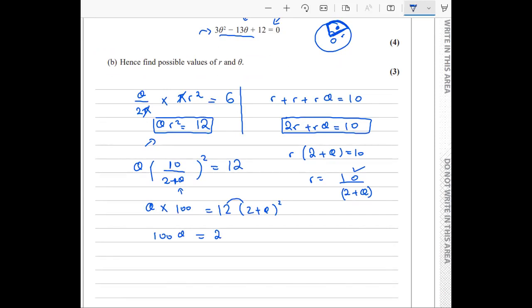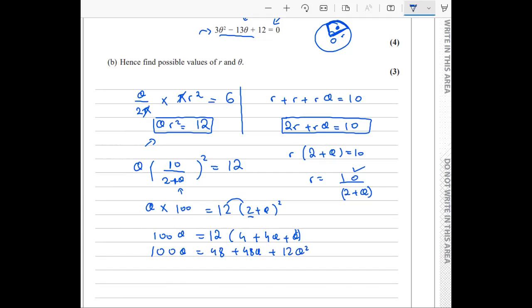Okay, I cannot do 12 into 2. I need to first open this up. So this will become a square plus 2ab plus b square, that would be 4 plus 4 theta plus theta square. Did you understand this? Yes. Okay. So 100 theta equals 48 plus 48 theta plus 12 theta square.